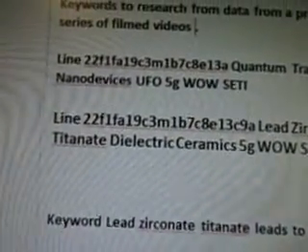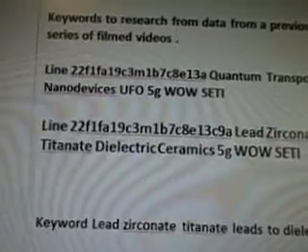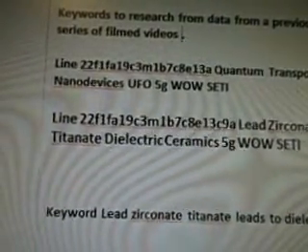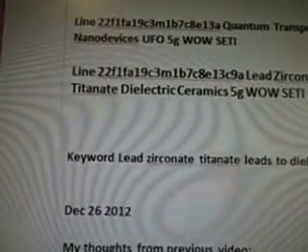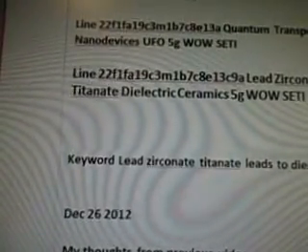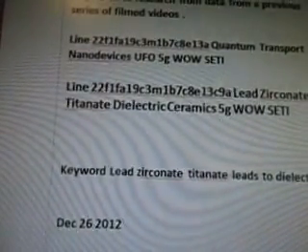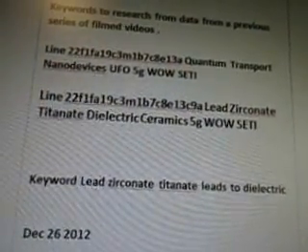So it's line 22f1fa19c3m1b7c8e13a, quantum transport, nanodevices, UFO 5G Wow Seti. Line 22f1fa19c3m1b7c8e13c9a, lead, zirconate, titanate, dielectric, ceramics, 5G Wow Seti. That was the previous video that I just filmed, okay? So it started with the 13A and now we're up to 13C9. So the keyword lead, zirconate, titanate leads to dielectric.